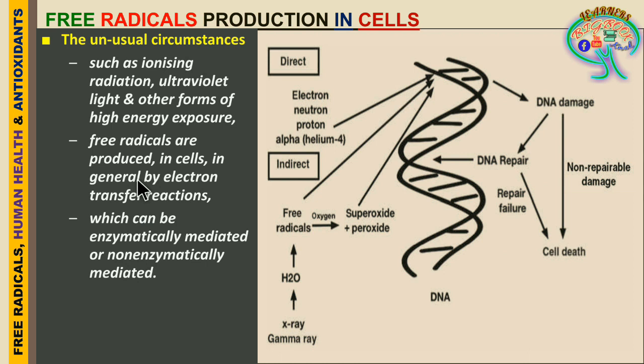Now here, the electron transfer reaction takes place on a high energy basis, where it is driven by ionizing radiations such as ultraviolet, X-ray or gamma rays. Because of this energy exposure, there is an electron shift or transfer, which is an electron transfer reaction. This electron transfer reaction can be mediated by enzymes, or it can be non-enzymatic also.